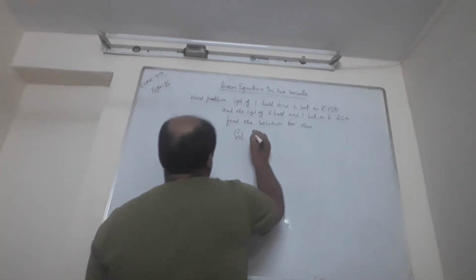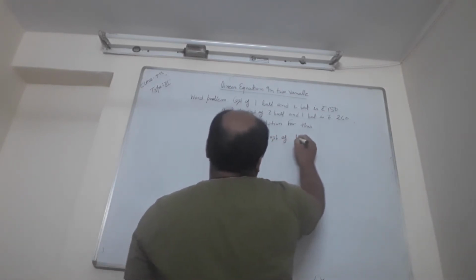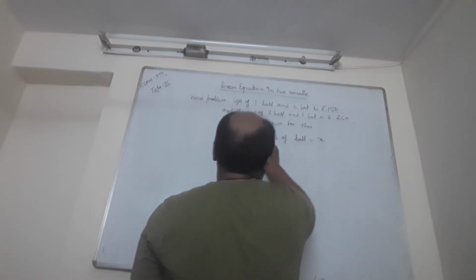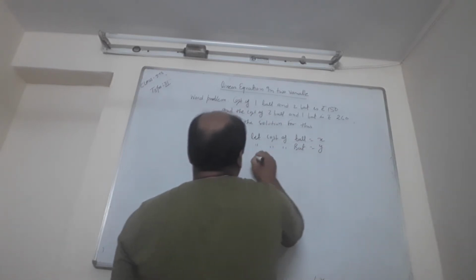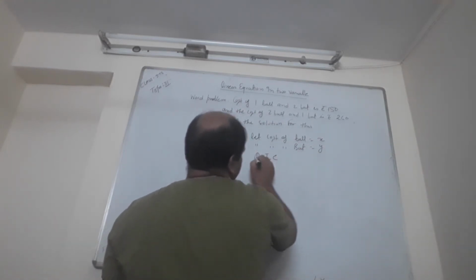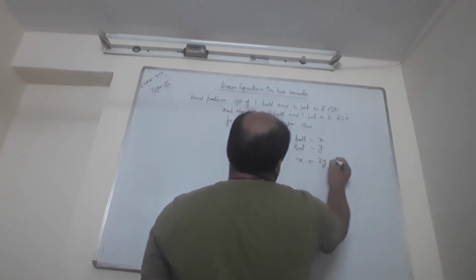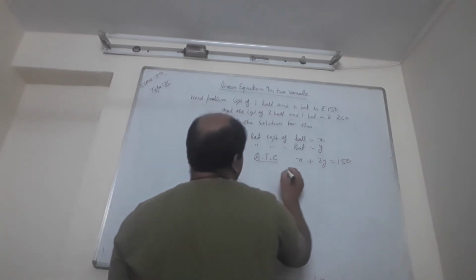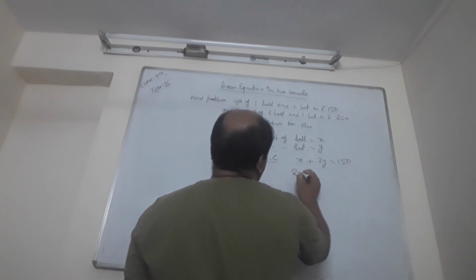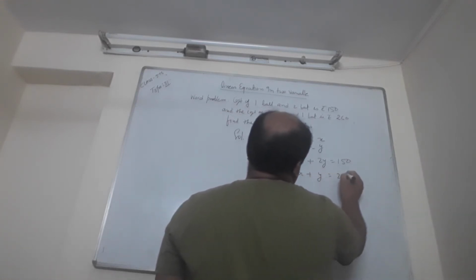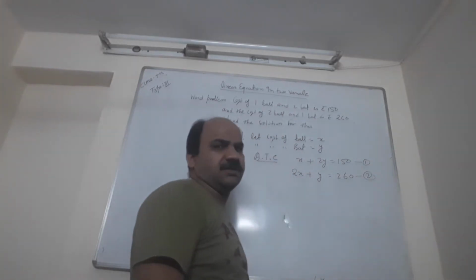Similarly, for this question, let the cost of a ball be x and the cost of a bat be y. So according to the first condition, one ball, that is x, and two bats, that is 2y, is equal to 150. And the second equation, the cost of two balls and one bat, so 2x plus y equal to 260. Now we have two different equations.